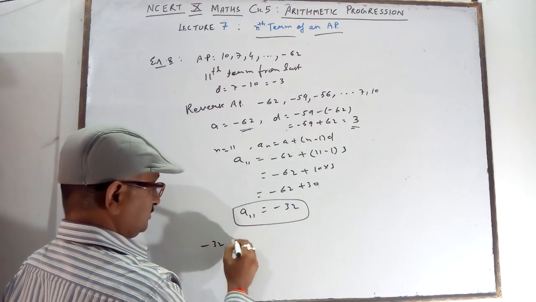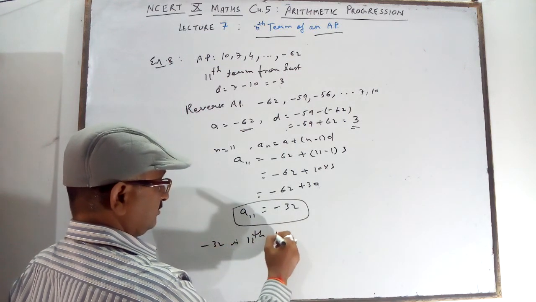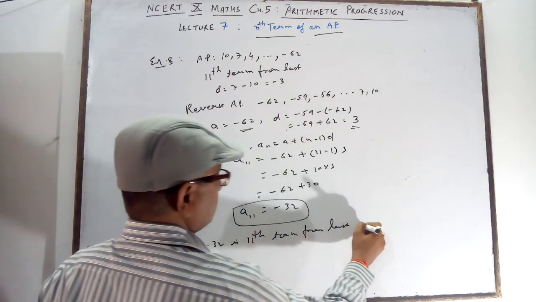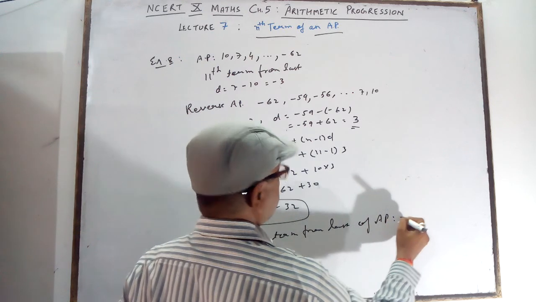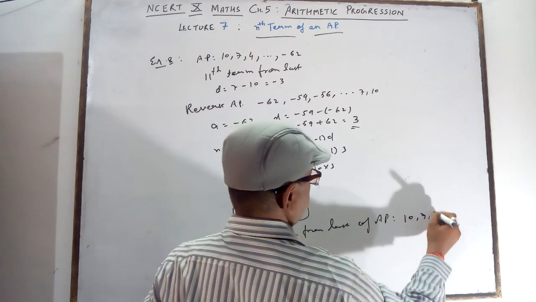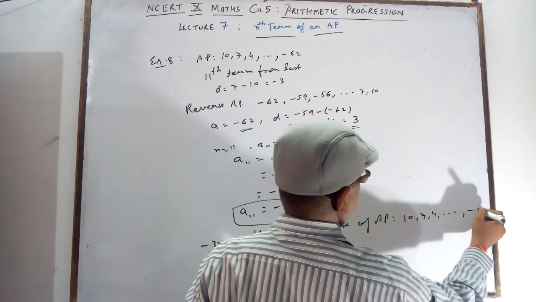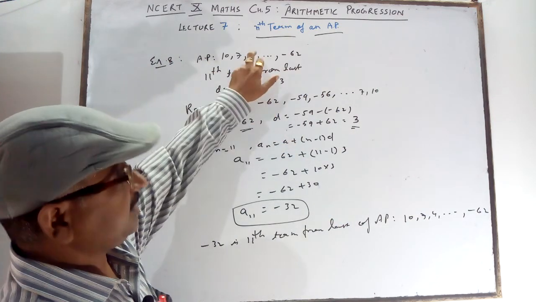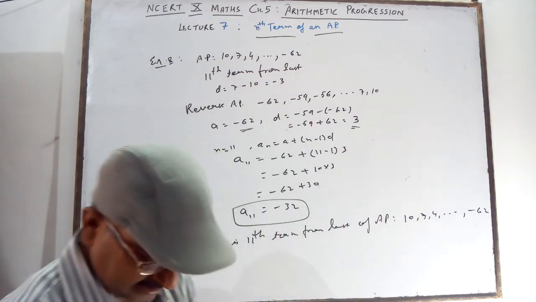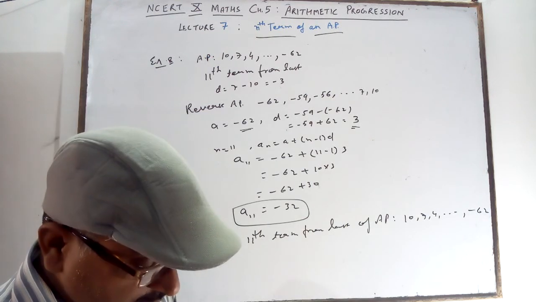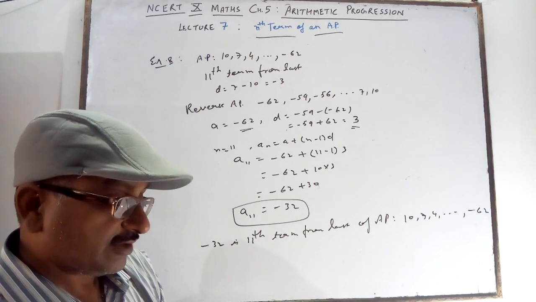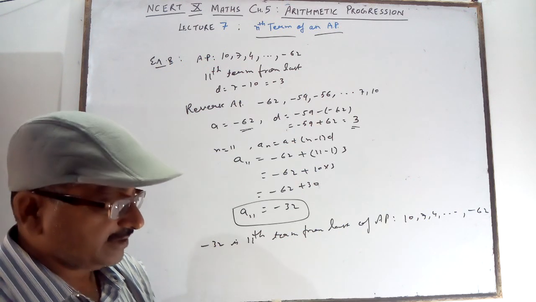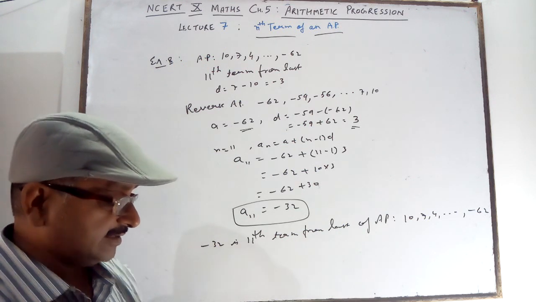Minus 32 is the 11th term from last of the AP 10, 7, 4, dot dot, minus 62. So this AP is for calculation, but your AP is this. From this AP you are getting minus 32 as the 11th term from the last of the given AP. Statement questions of the AP are given.